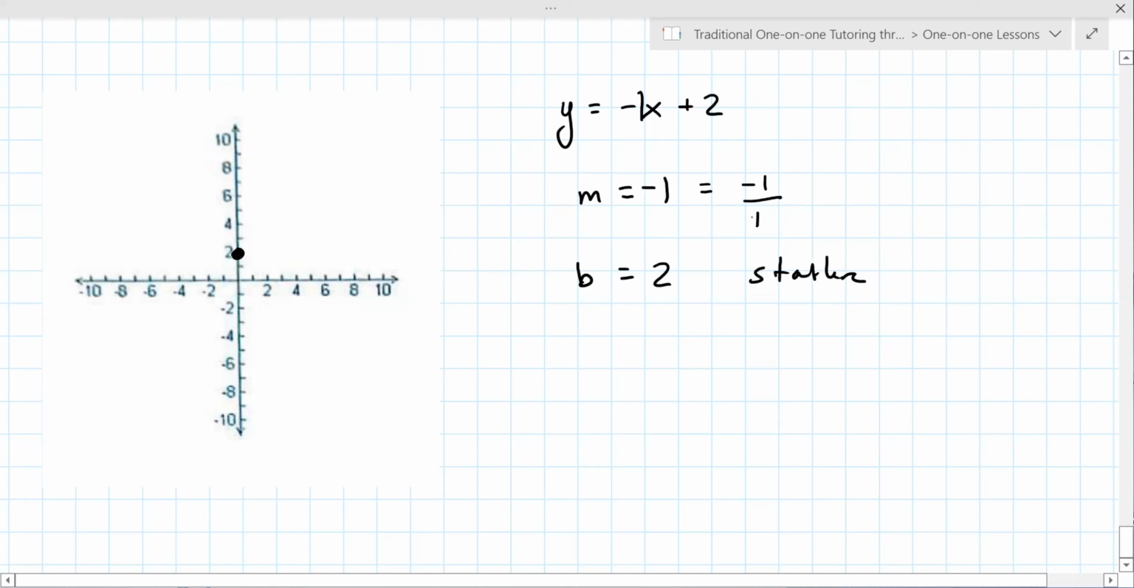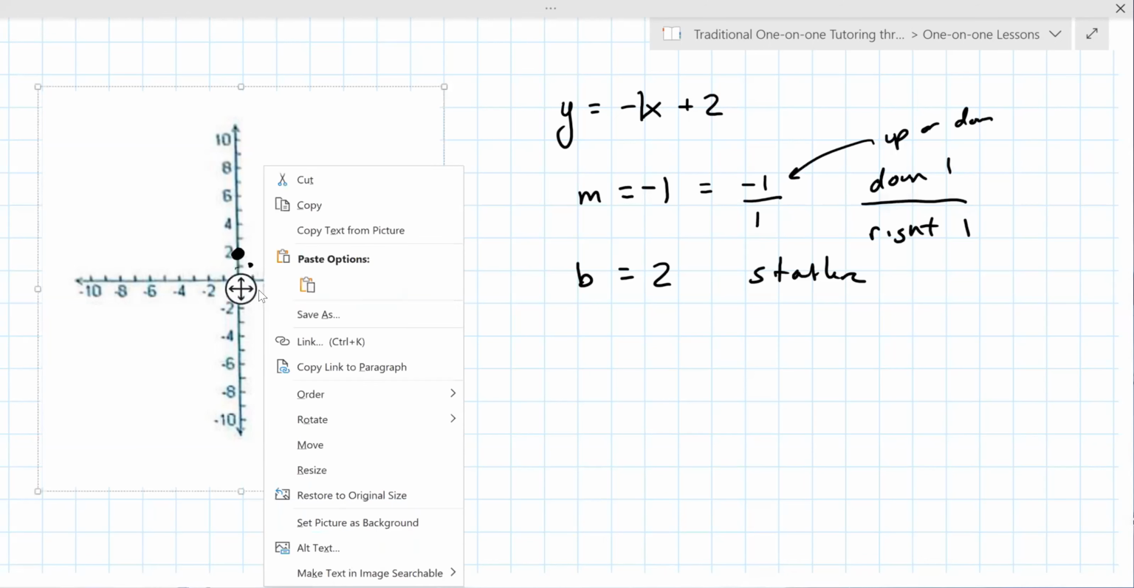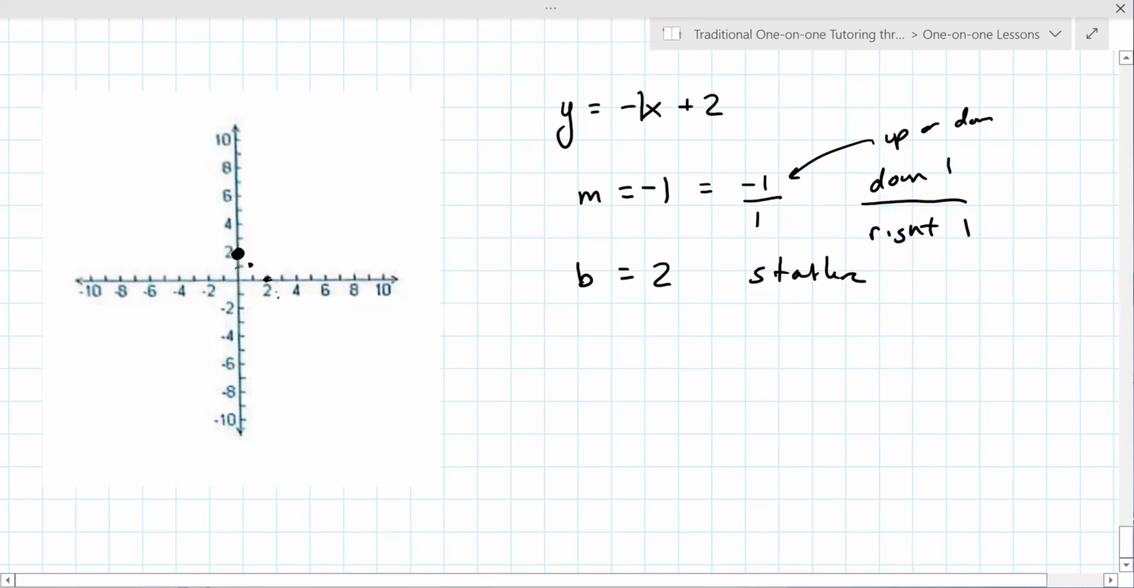Now that top number tells you whether you're going up or down. So since it's negative, you're going down 1, but you're always going to the right. That bottom number is always to the right. Always, always, always. But that top number is either up or down. So from that b value, from that first thing we plotted, you're going down 1, right 1, down 1, right 1. We read left to right. We do a lot of things left to right. That shouldn't be too big a deal to remember.